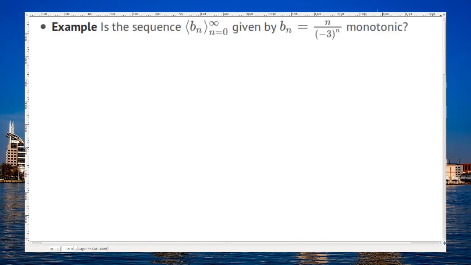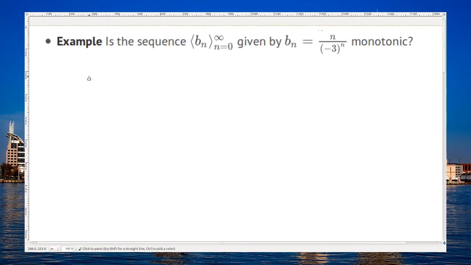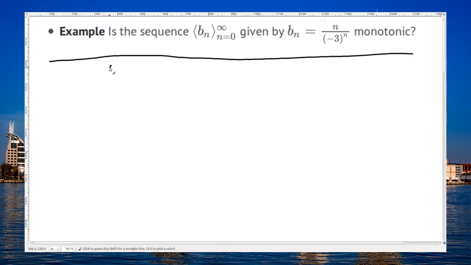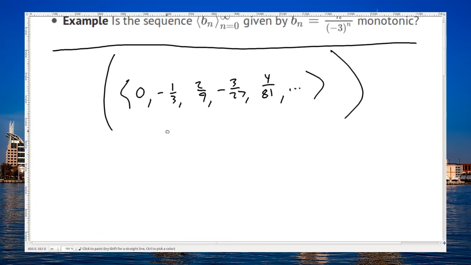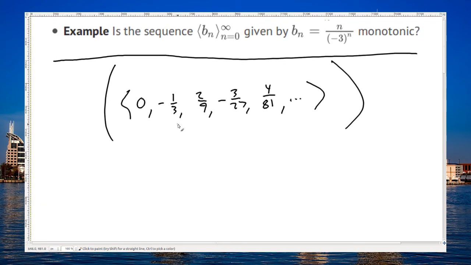Okay, and another. We'll go back to this example. Is this going to be a monotonic sequence? I'm not sure it's going to be. Let's remember what the sequence looks like. If I plug in numbers starting with 0, I get 0, negative 1/3, 2/9, negative 3/27, 4/81. It's probably enough. And no, that's not going to be monotonic, because either it needs to never decrease, but here it decreases, or it needs to never increase. But hey, negative to positive, that's an increase.